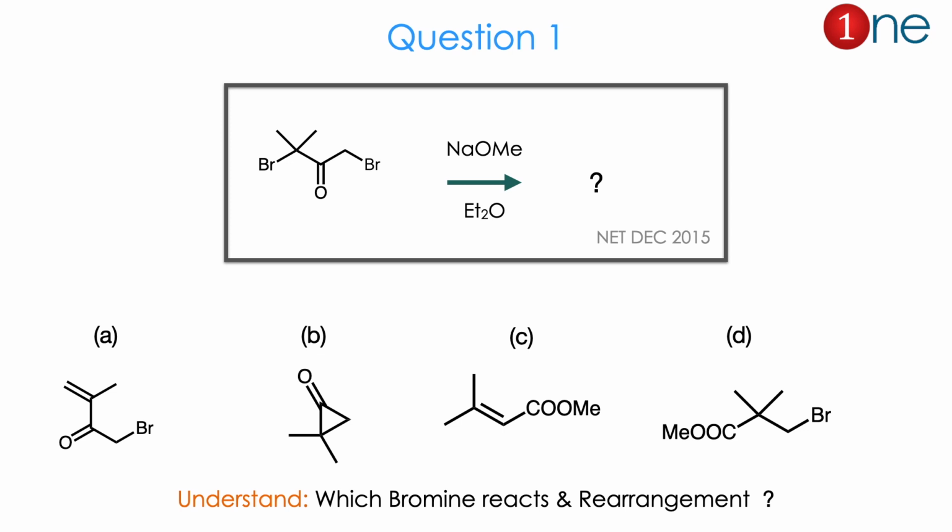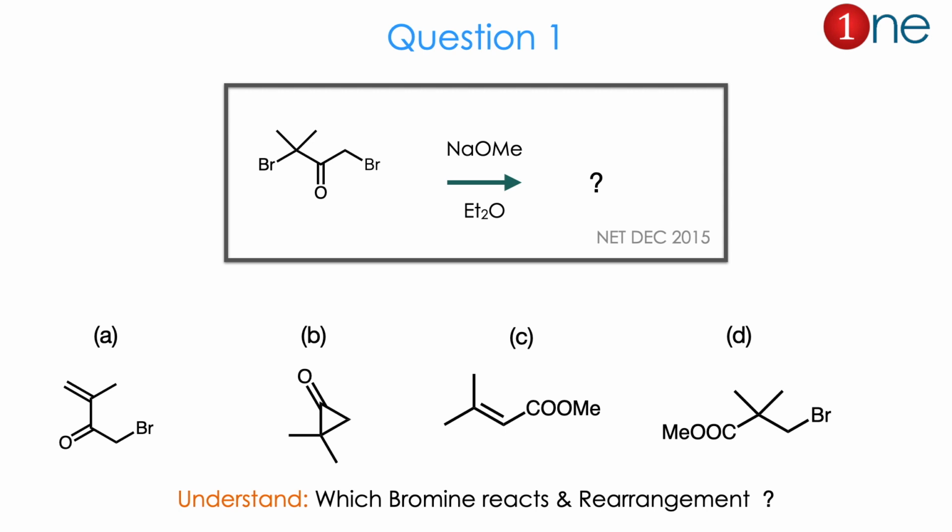Let us see question number 1. The starting material is a ketone, with one side attached to bromine and the other side attached to methyl and bromine. Here they are using sodium methoxide and diethyl ether. They ask you to find the products. The products are mostly a rearranged one with ketone and alkene, or a 3-member ring formation, or an alpha beta unsaturated ester, or an ester with a long side chain. So there are 4 possibilities.